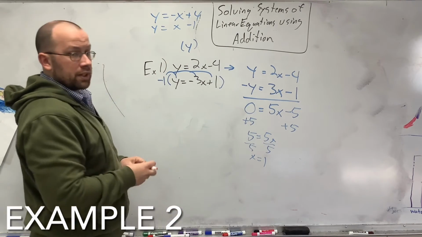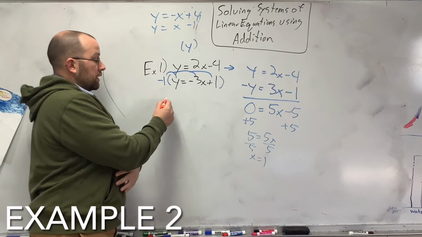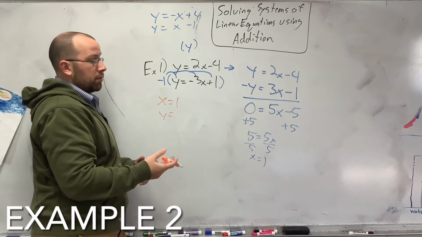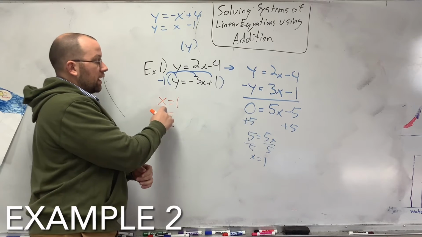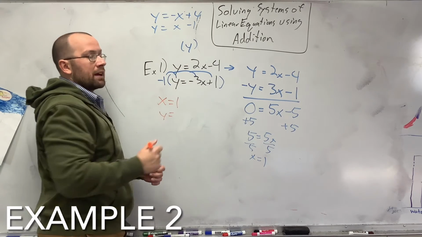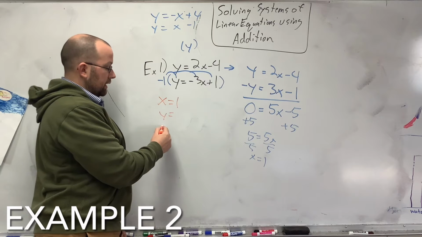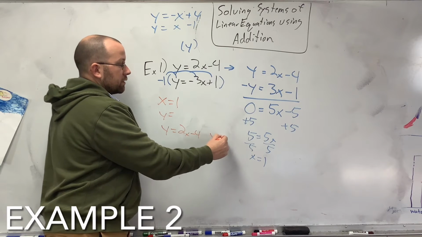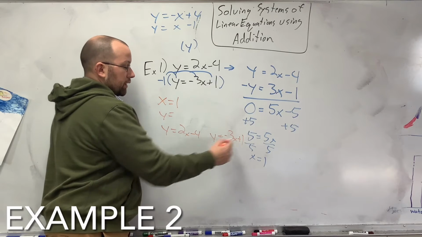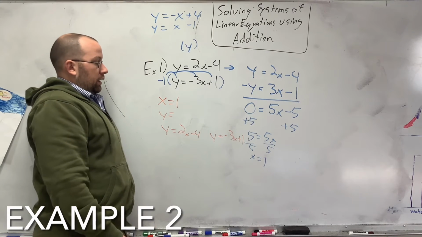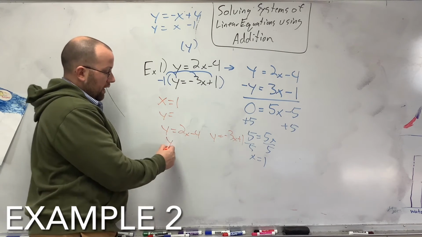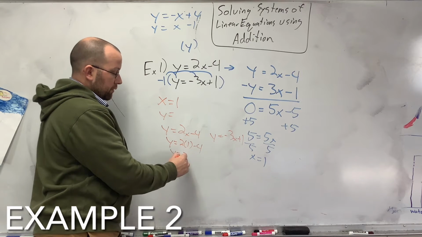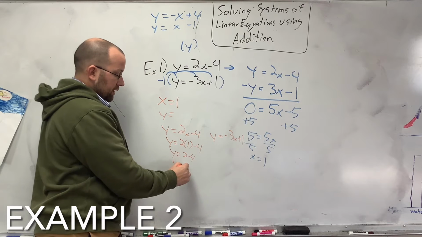Alright, I'm gonna come back over here. So I know my x equals 1, but I need to know what my y equals now because I need the point. So I'm gonna plug x equals 1 back into both of my original equations. So y equals 2x minus 4, and y equals negative 3x plus 1. So y equals 2 times 1 minus 4. Y equals 2 minus 4. Y equals negative 2.